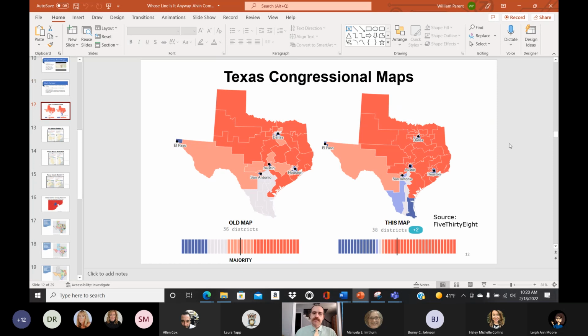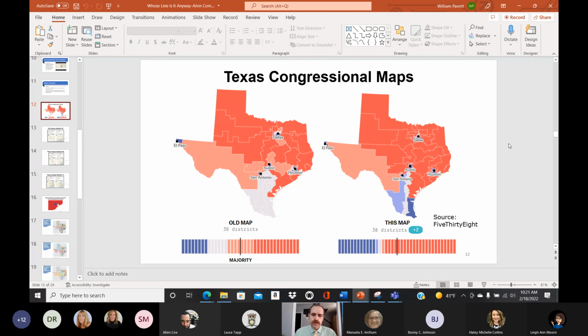The next slide we're looking at is those Texas congressional maps. On the left-hand side, you can see the old map with the 36 districts, and you can see how a majority of those districts were either solid red or light red, meaning leaning towards the Republican Party. And then the districts that were gray were competitive, and the districts that are blue were held by Democrats. And I think the initial takeaway that many of my students have when they first see maps such as this is, wow, Republicans dominate.